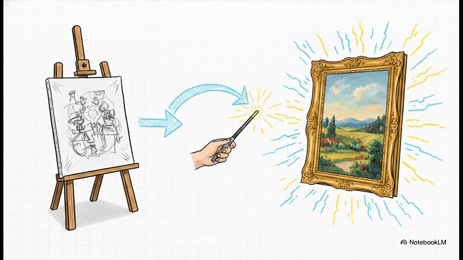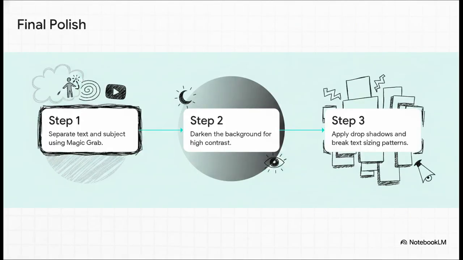Finally, we reach finalizing the design. Once the AI hands you that hyper-realistic base image, you move to the polish stage. Because remember, that raw output, it's just your canvas, not the final product. This is where we jump into Canva.